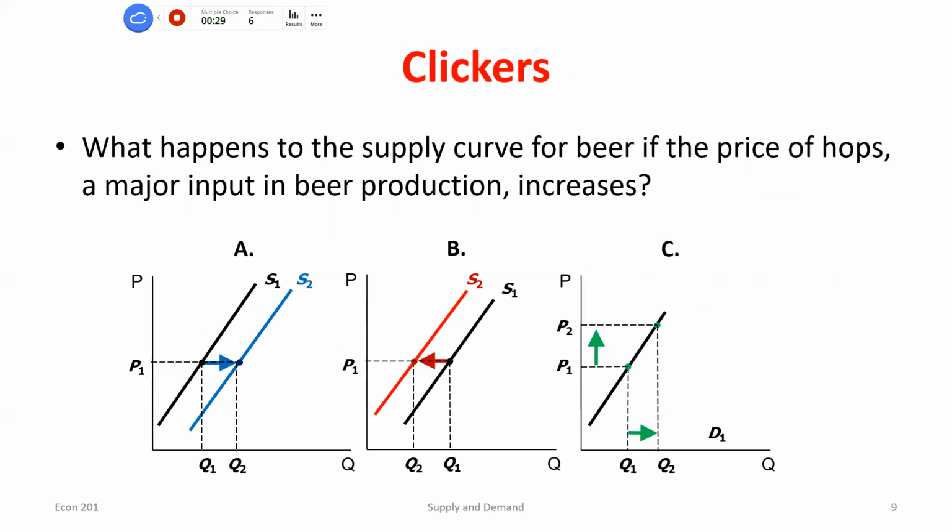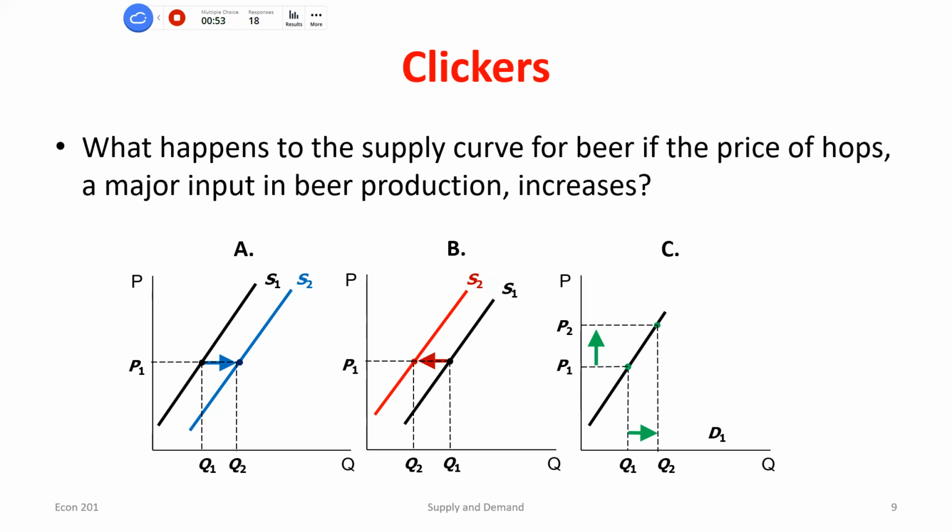Okay, what happens if the price of hops increases? Hops is a major input to produce beer. So if I see an increase in the price of hops, I've seen an increase in the input prices for this good. If I see an increase in the input prices for that good, which of these would I expect to represent what's happening to supply?